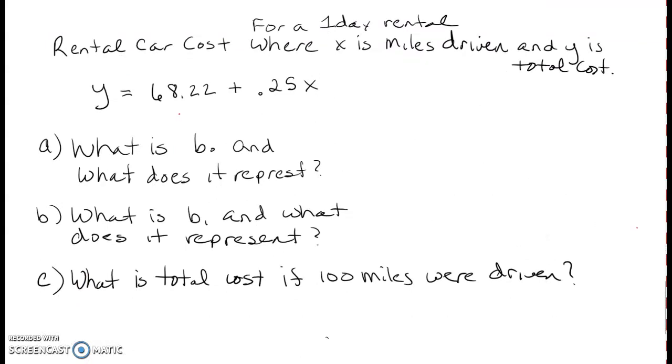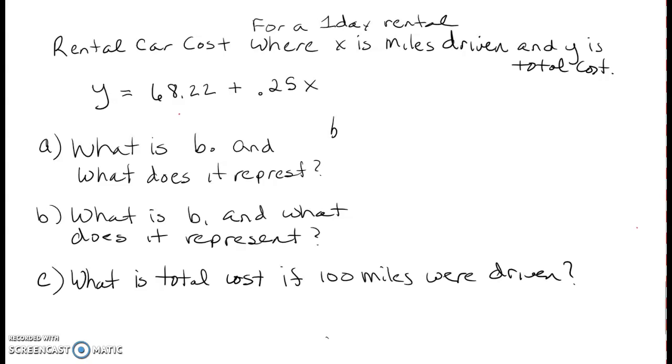So let's take a look at one application problem that you could see in your homework for this first section. Here's a model for a rental-car cost: y equals 68.22 plus 0.25x. This is for a one-day rental where x is the miles driven and y is the total cost. So first of all, can you identify the b sub 0 and tell me what it represents? In this particular problem, remember, b sub 0 is your constant. In this first section, you're getting used to the new notation. b sub 0 is that constant. It's always going to be written first.